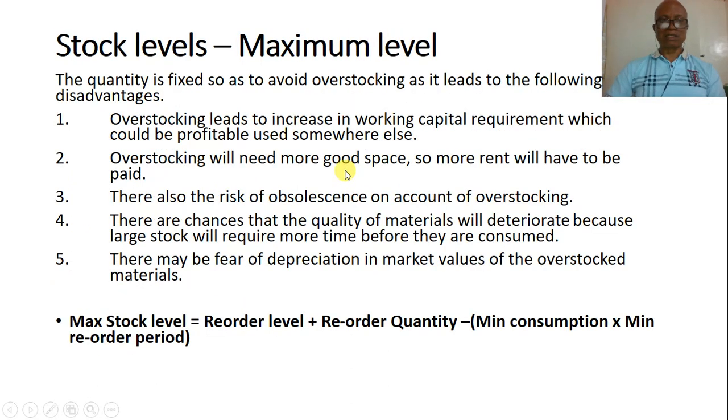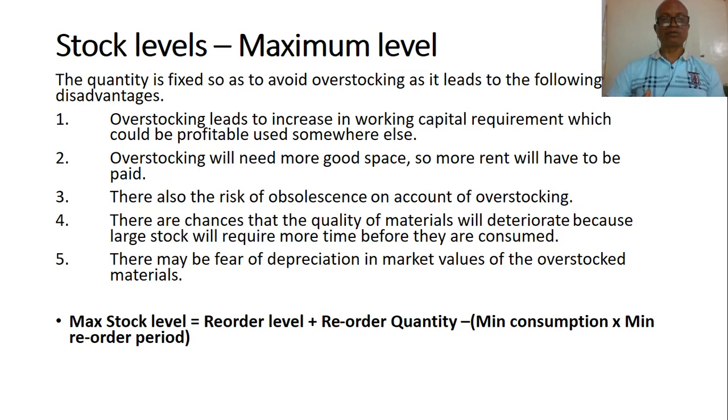The quantity is fixed so as to avoid overstocking. You cannot afford to overstock, because once you overstock, it will lead to an increase in working capital requirement. Overstocking also needs more space, which means you are going to be paying more rent. You also run the risk of obsolescence on account of overstocking. There are also chances that the quality of materials will deteriorate because large stock will require more time before it is consumed.